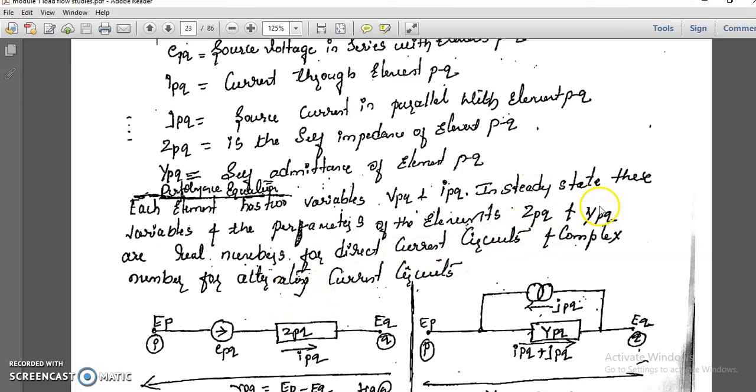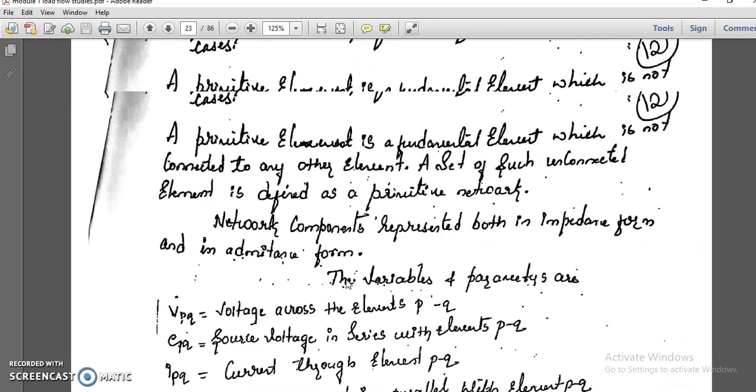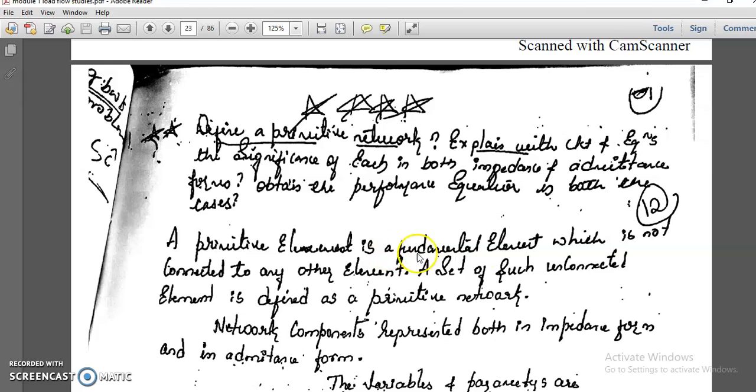So these impedance and admittance values will differ for DC and AC. For DC circuits they are real, whereas for AC you will get complex terms. Obviously, if you take power as P plus jQ, the j is the complex term you will get in AC. So what is a primitive network? A primitive element is a fundamental element which is not connected to any other element, and a set of unconnected elements is called a primitive network.